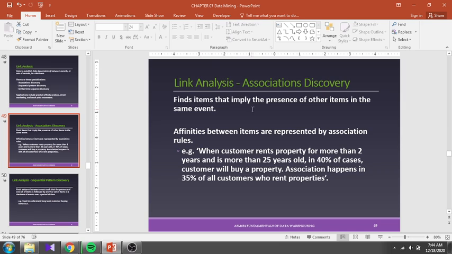And find items that imply the presence of items in the same event, and affinities between items are represented by association rules. Example: when a customer rents a property for more than 2 years and is more than 25 years old, in 40% of the cases the customer will buy a property. And this association happens in 35% of all customers who rent properties. So this is from the previous historical data that they get, so they can use these kinds of conditions to offer to new customers in the future.